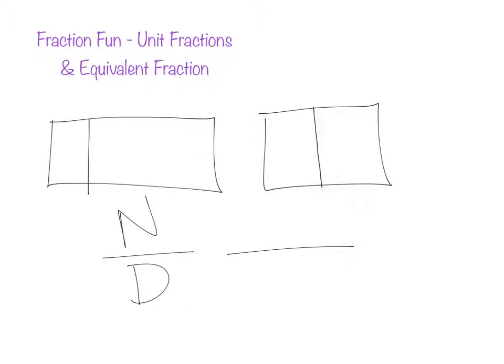Now, the denominator will always be the total amount of parts. The numerator will always be whatever they're asking you for. Which part is shaded, what part is not shaded. So normally it's whatever the question is that they ask you, okay?